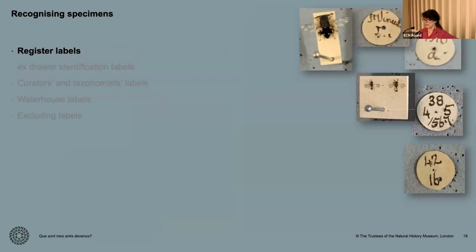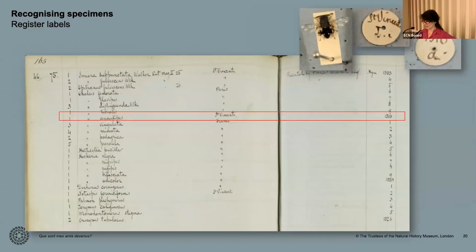So the first hope, the best type of labels, are those register labels, which have either specimen numbers or specimen lot numbers or a mixture of both. And all of those can be matched to an entry in our acquisition register. So you can check when the specimen was acquired, who donated it, and sometimes also where it was collected.